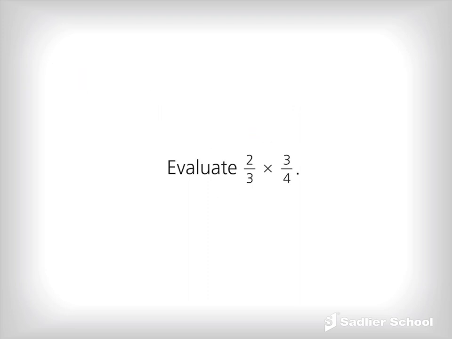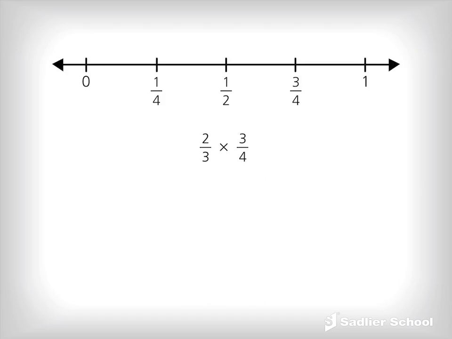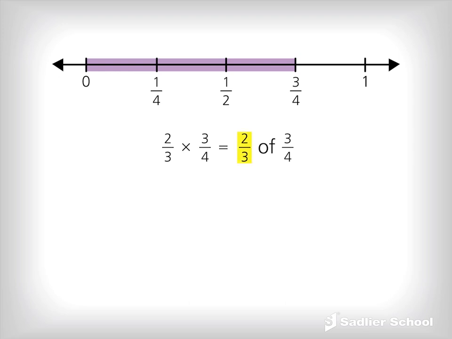Now let's multiply two non-unit fractions. Evaluate 2/3 times 3/4. Again, use the number line for fourths. This time, highlight 3/4. 2/3 times 3/4 is the same as 2/3 of 3/4. To find 2/3 of 3/4, divide each fourth on the number line into 3 equal intervals. Recall that each of these intervals is 1/12 because 3 times 4 is 12.